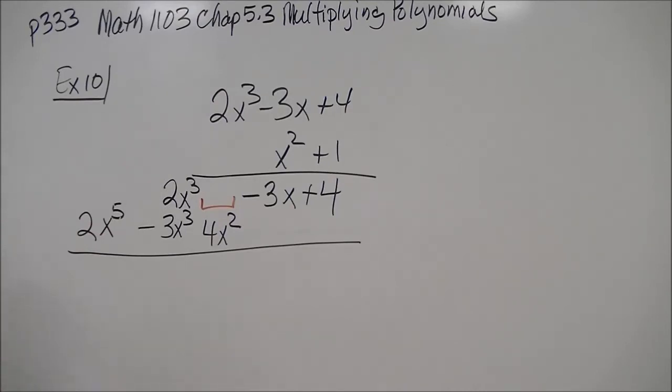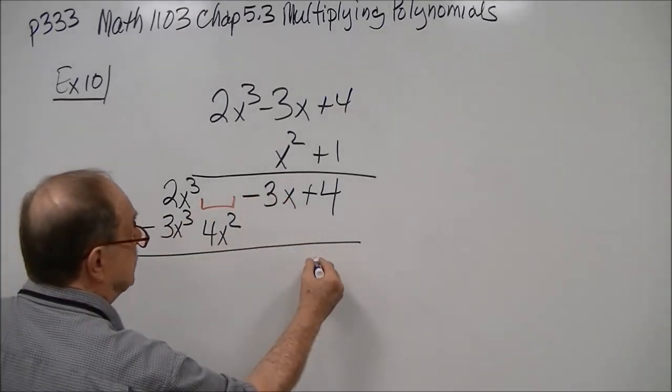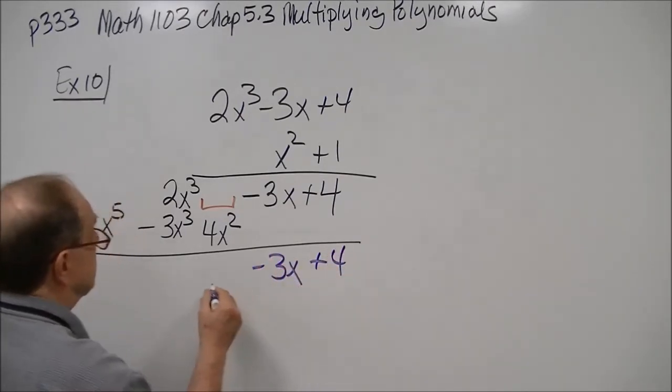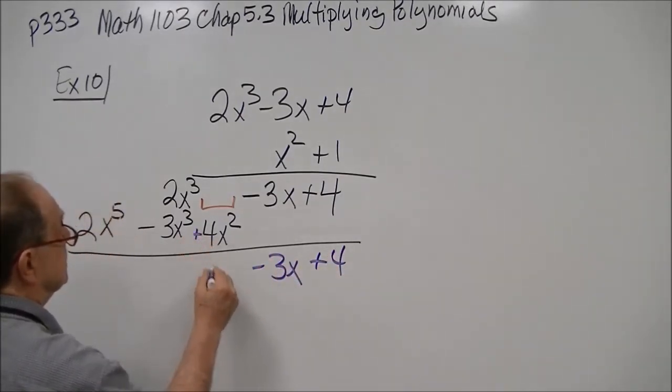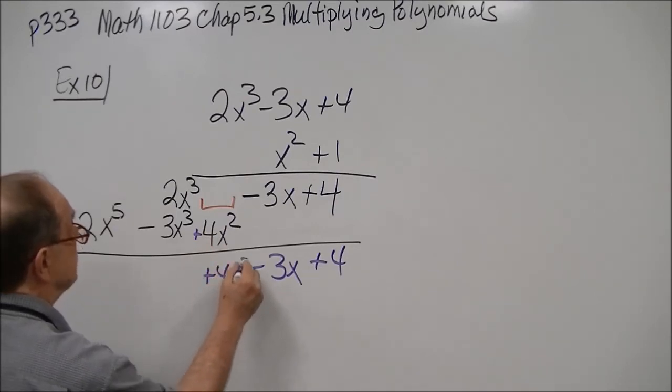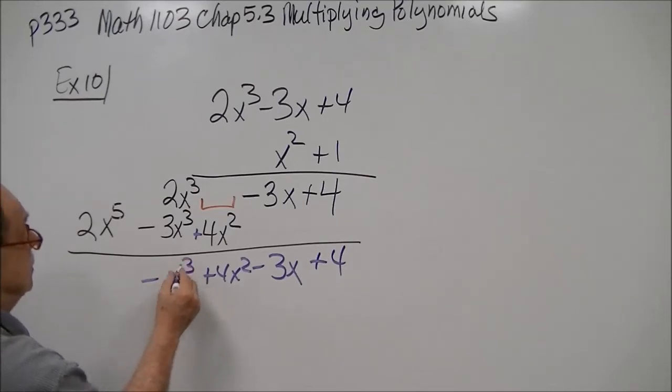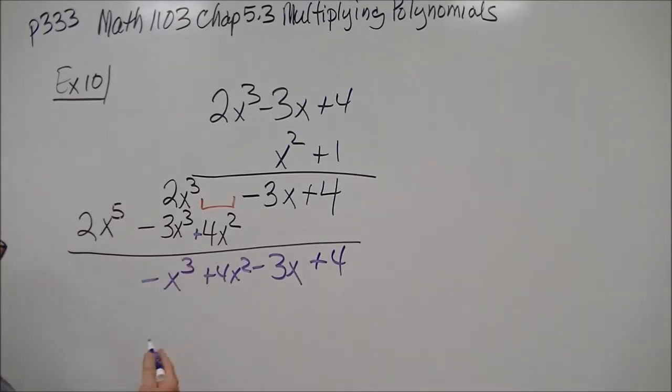So now we just add it up. And by the way, when you do this, you can add it from left to right or right to left. I guess most people do it this way. Plus 4 minus 3x. And remember, there is a plus 4x squared. Here, this is just going to be a negative x cubed. You could put a 1 there, but again, we don't usually do that. And then 2x to the 5th.